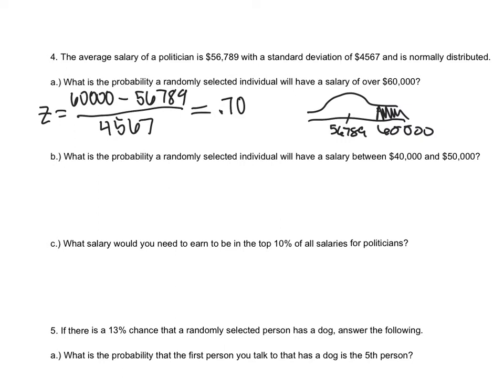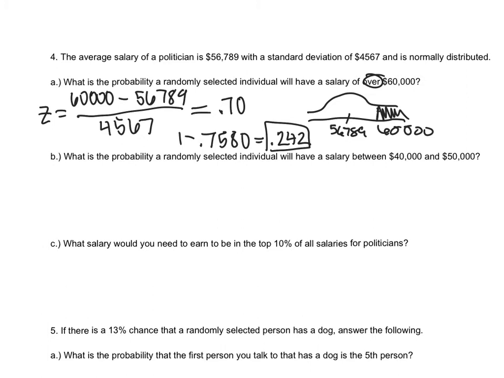At this point, I'm now going to go to the standard normal, our z-chart. I'm going to find 0.70. And because we want to be over 60,000, I have to do 1 minus the probability for 0.70, which is 0.7580. And when I do 1 minus 0.7580, we're going to get 0.242. So there's about a 24% chance that a randomly selected individual will have a salary over 60,000.